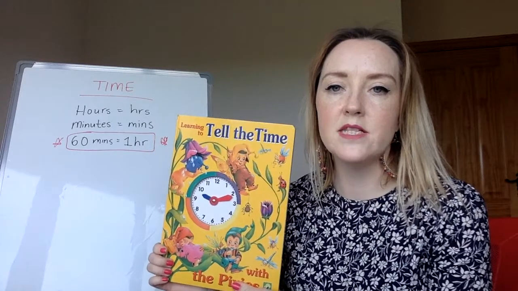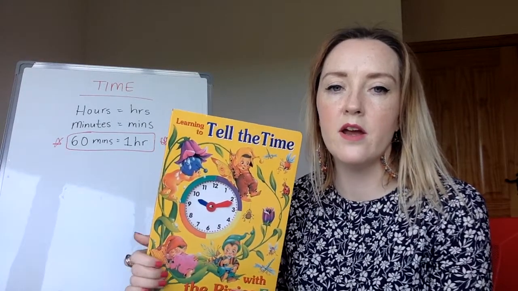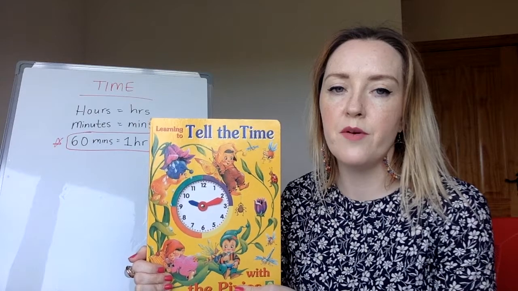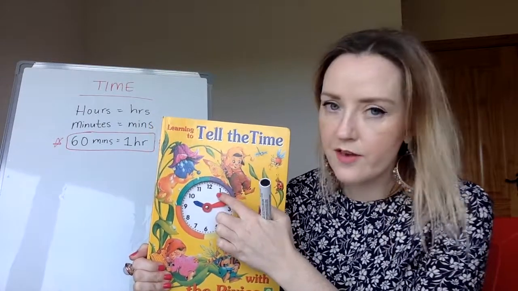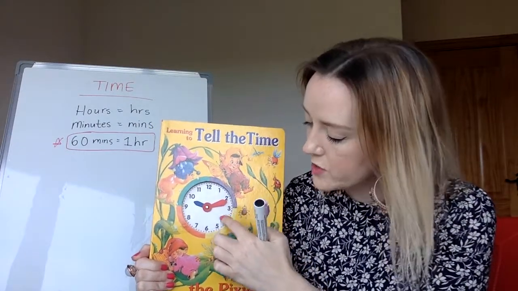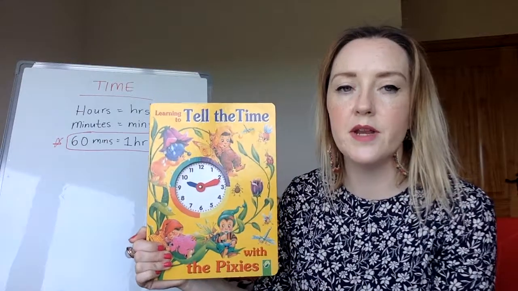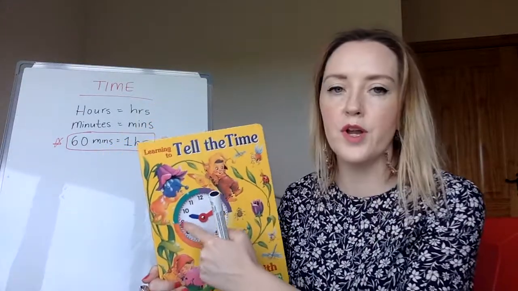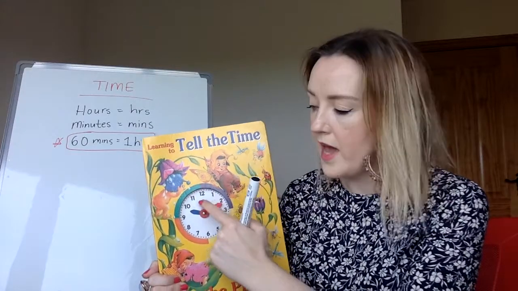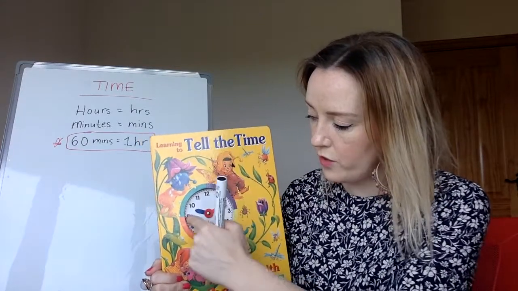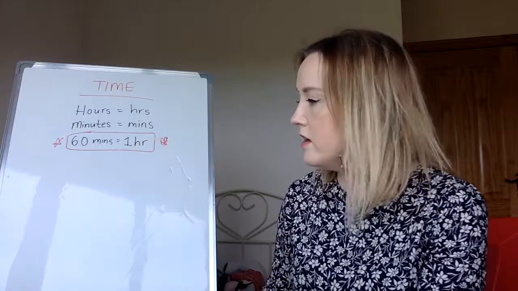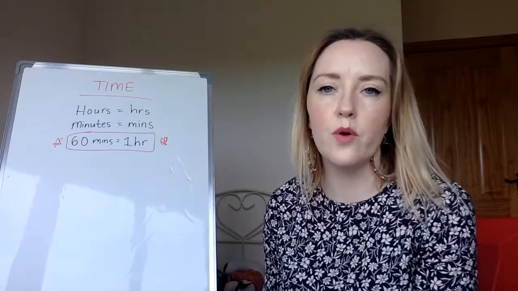And I get that 60 minutes from looking at my clock here, which we count up in 5-minute intervals. 5, 10, 15, 20, 25, 30, 35, 40, 45, 50, 55, 60 minutes. 60 minutes is equal to 1 hour. So when the hand goes the full way around the clock, it's 1 hour. So 60 minutes will always equal 1 hour.